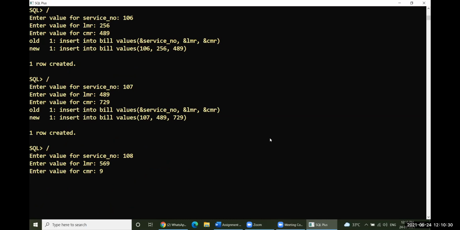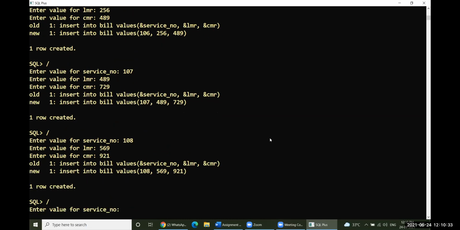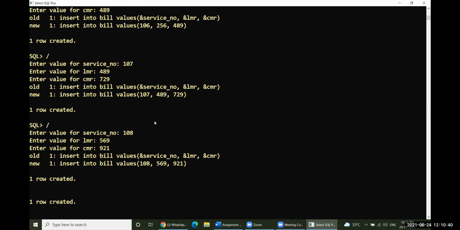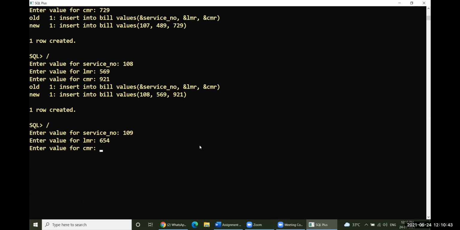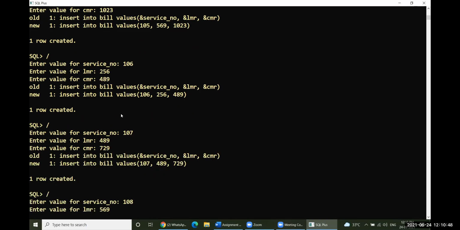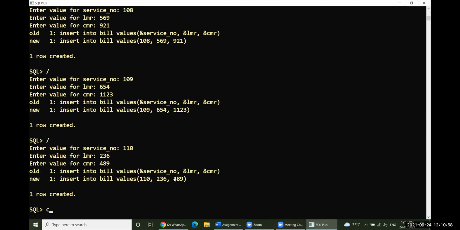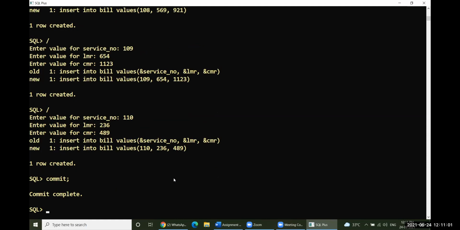Then it is 921. So 109. The 109 initial value is 654, then it is 1123. Then 110, initial value is 236, and 489. Okay, commit. Let me apply commit. Previously I had not applied this particular commit. That is the problem. Okay, look at this, select everything from customer.